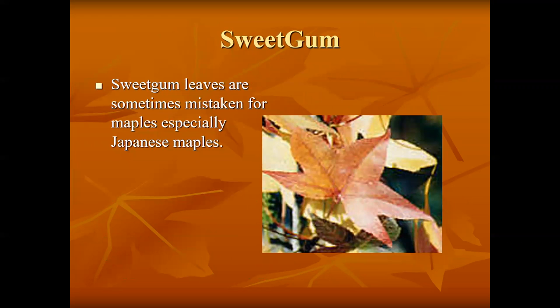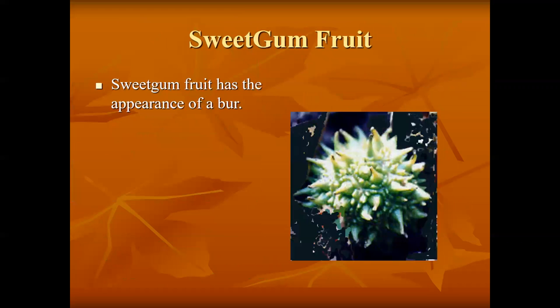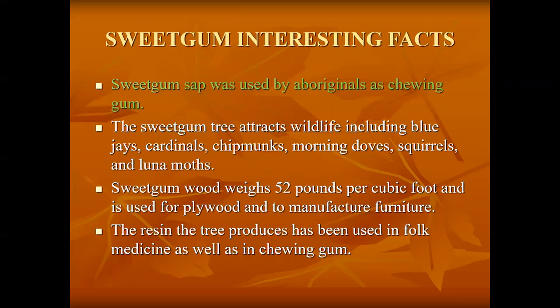Sweet gum. Sweet gum has a leaf that is similar to a maple leaf, but more like a star with one missing section. The sweet gum fruit looks like this. Sweet gum sap was used by Aboriginals as chewing gum. Here are other interesting facts about sweet gum.